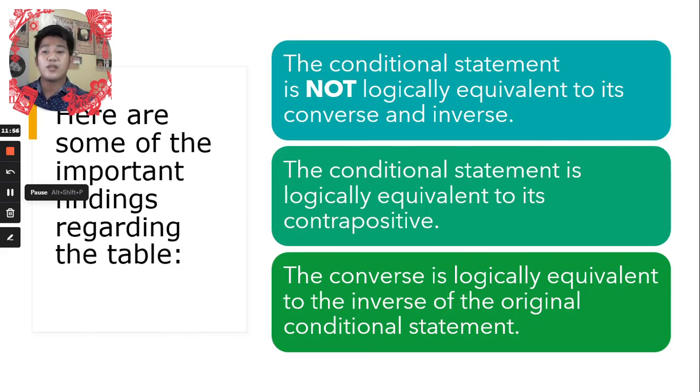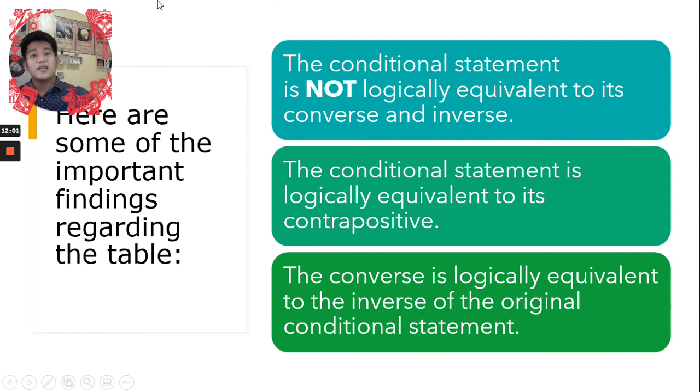Here are some of the important findings regarding the table. First, the conditional statement is not logically equivalent to its converse and inverse. Okay, take note of this. The conditional statement is not logically equivalent to its converse and inverse. Number two, the conditional statement is logically equivalent to its contrapositive. And number three, the converse is logically equivalent to the inverse of the original conditional statement. These are the important findings that you can get from the truth table.